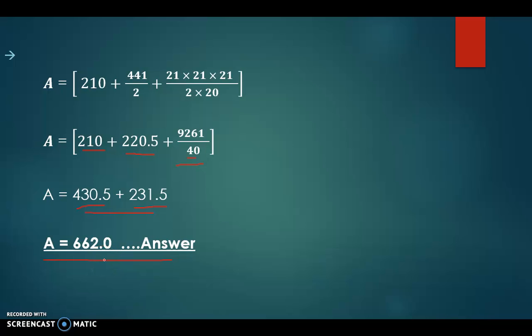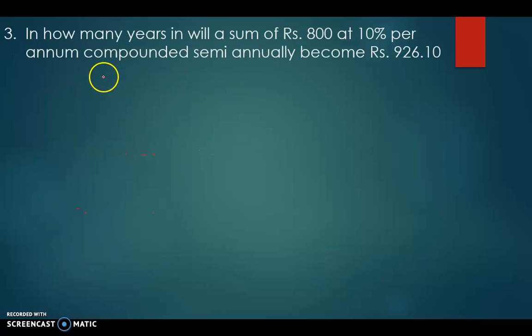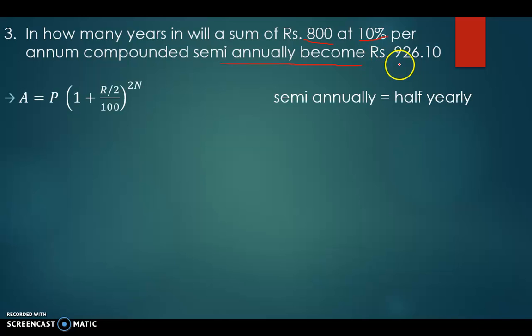Okay, so the next one is: in how many years will a sum of rupees 800 at 10% per annum compounded semi-annually become rupees 926.10? So here we find the semi-annually. What is semi-annually? Annual is yearly, so semi-annually is half yearly.